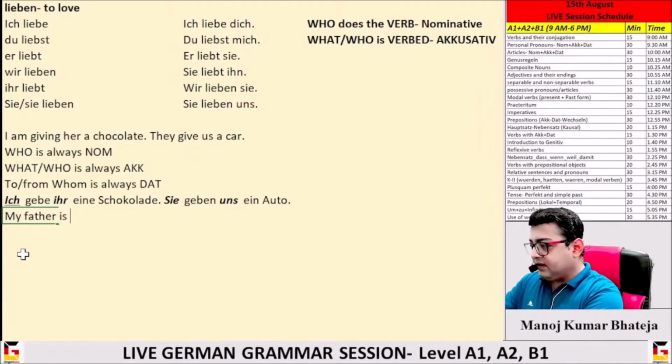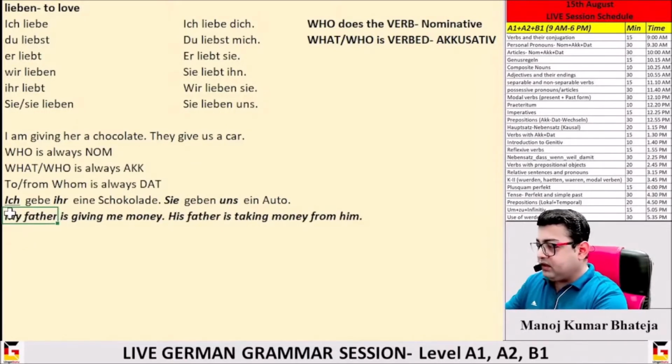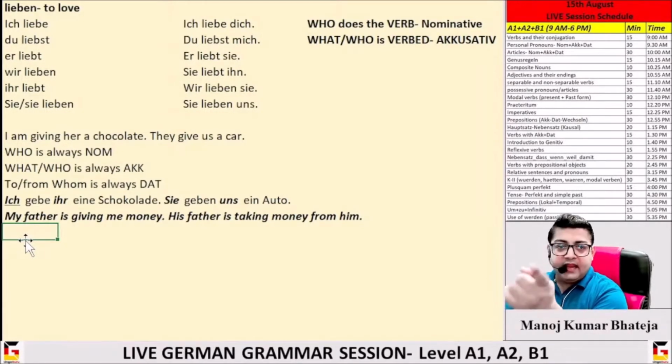Okay. Let's try to take more examples. My father is giving me money. His father is taking money from him. What is the difference between these two sentences? In these two sentences, I have subject, my father, me, money. We don't have a preposition, but in this one, he is taking from.